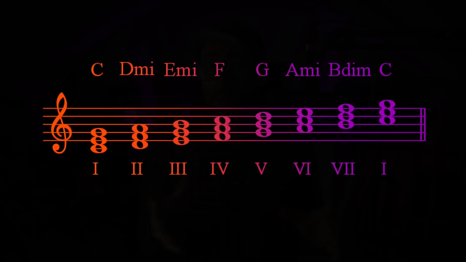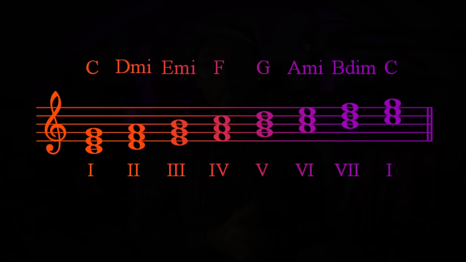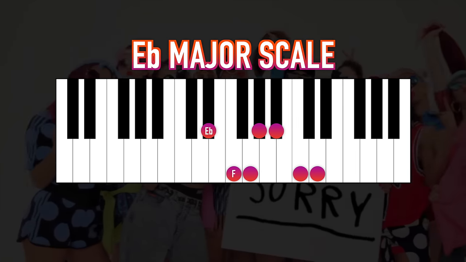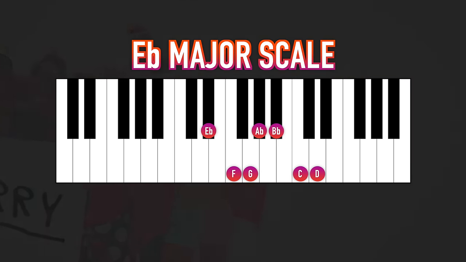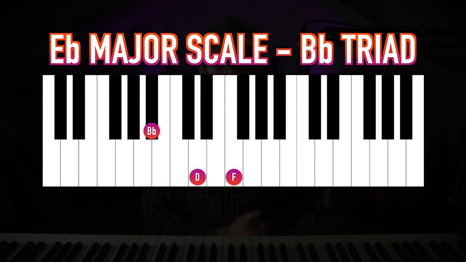And if you find a song that uses the scale of C major, the chords in that song will be a form of one of these 7 triads. So level 1 is to play these triads in the left hand and play the melody in the right hand for whichever song you choose. And the example I'm going to give you is the song Sorry by Justin Bieber. And the actual chords that this song uses are an A flat triad, a C triad, and a B flat triad.